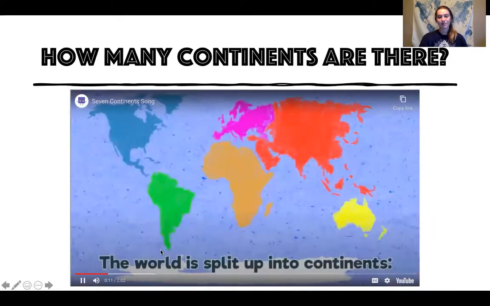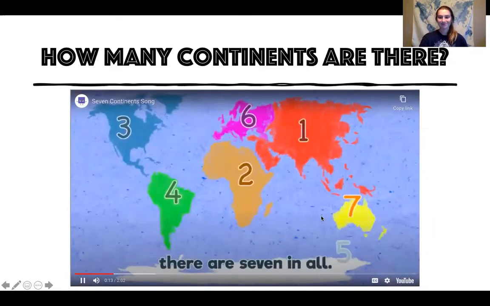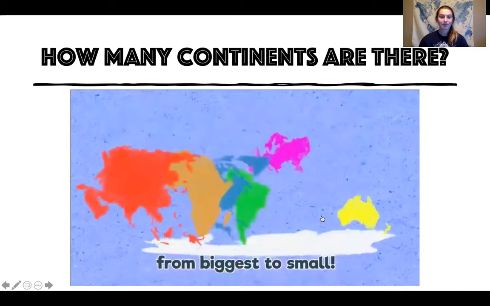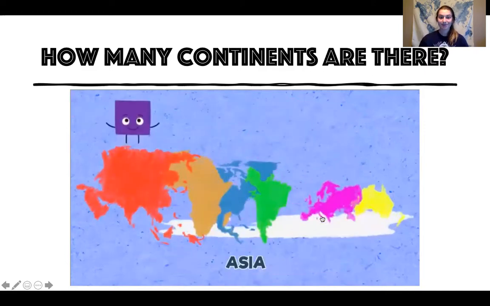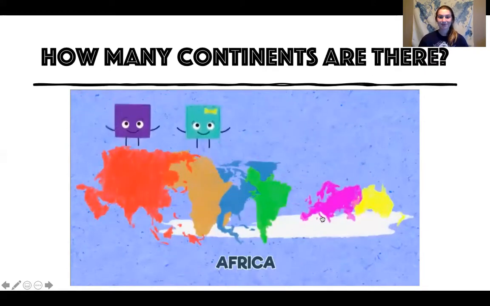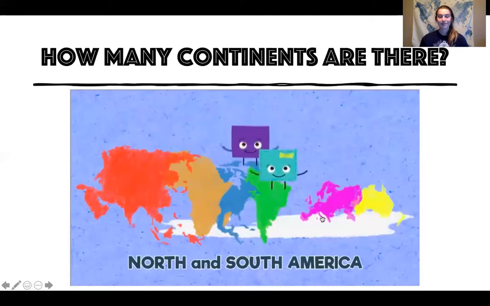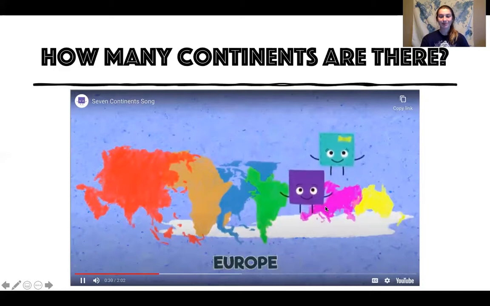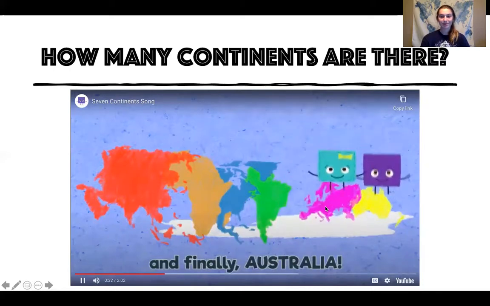Split up into continents, there are 7 in all. And if you get the gist, we're gonna make a list from biggest to small. They are Asia, Africa, North and South America, Antarctica, Europe, and finally Australia.